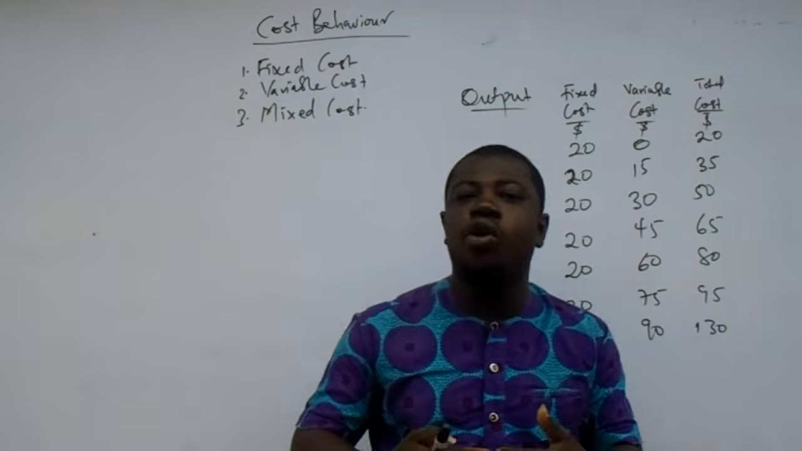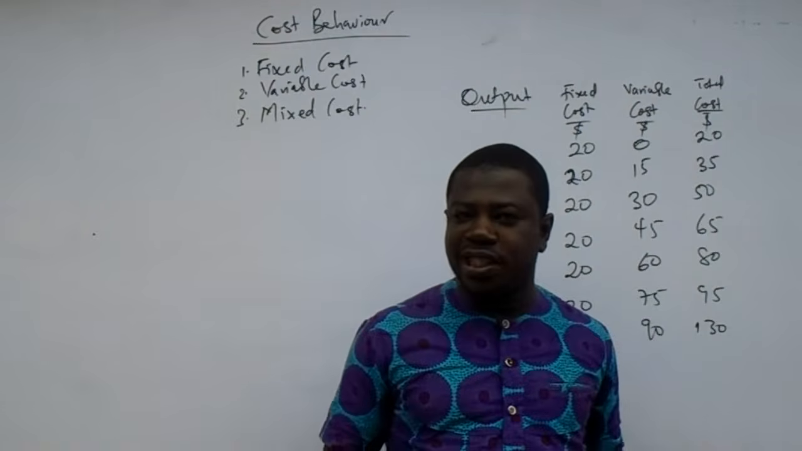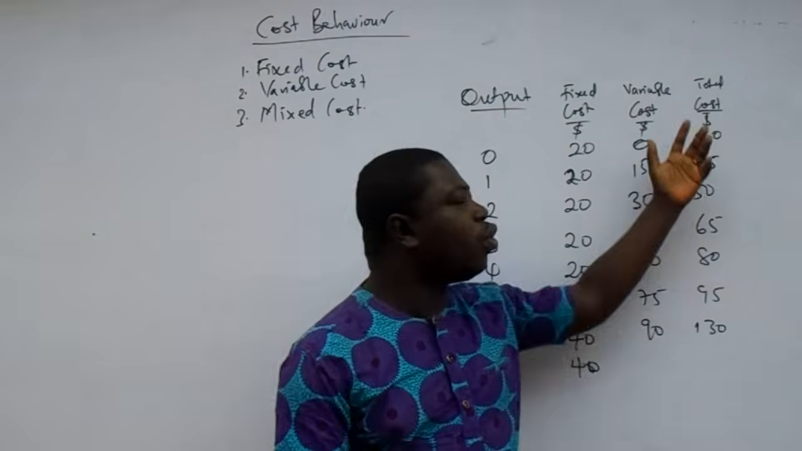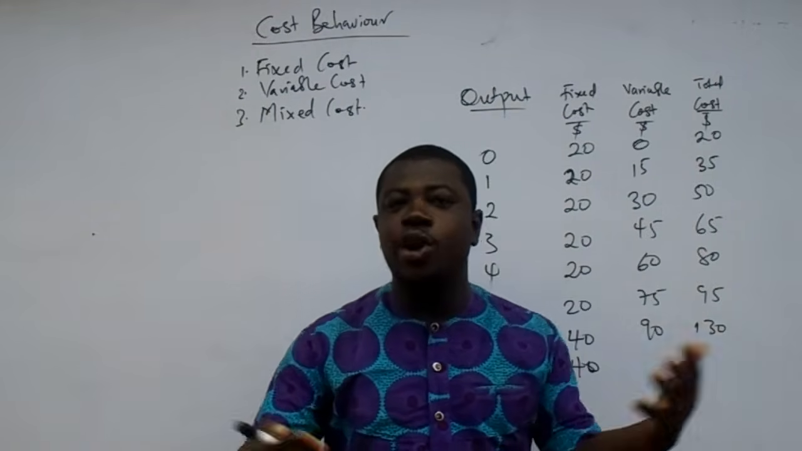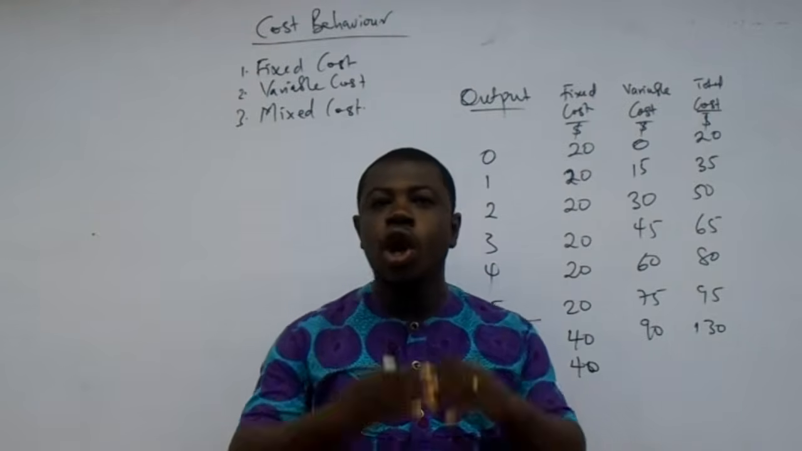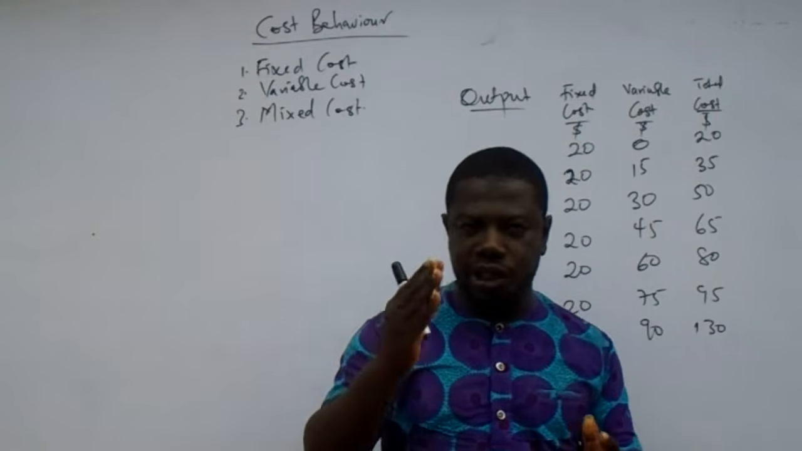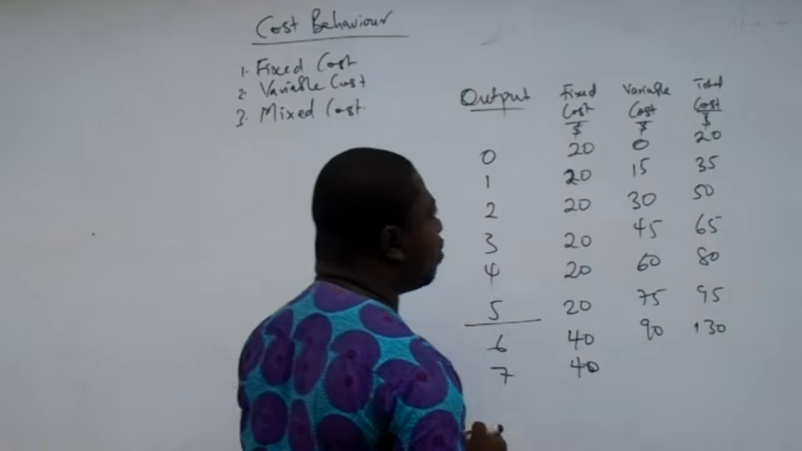So if you say the variable cost is a cost that increases when output is increasing, you have said nothing, because total cost or mixed cost also increases when output is increasing. What makes the difference is the proportion. Now let us try and do something here.